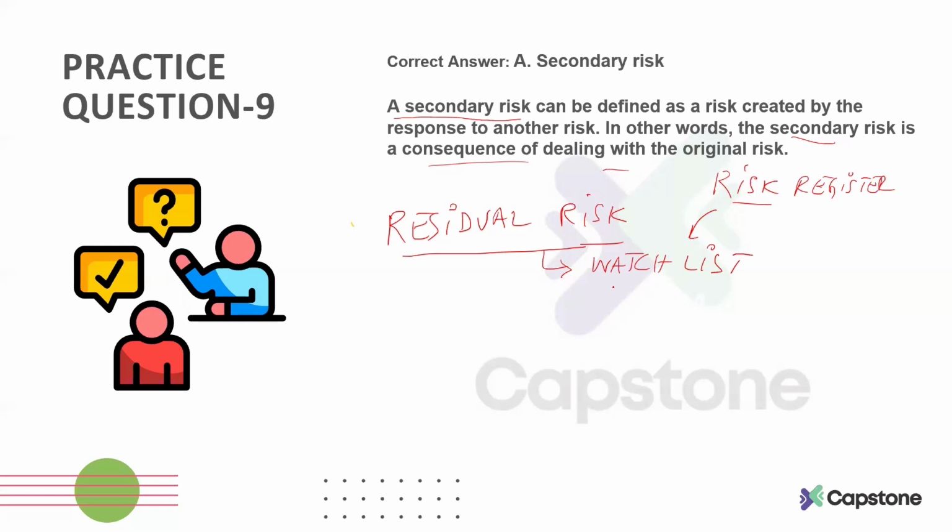So all these kinds of risks are documented in the watch list, and you keep reviewing the status of those risks just to make sure that if any dynamics around those risks change, maybe you need to prioritize them in a different way. Okay.